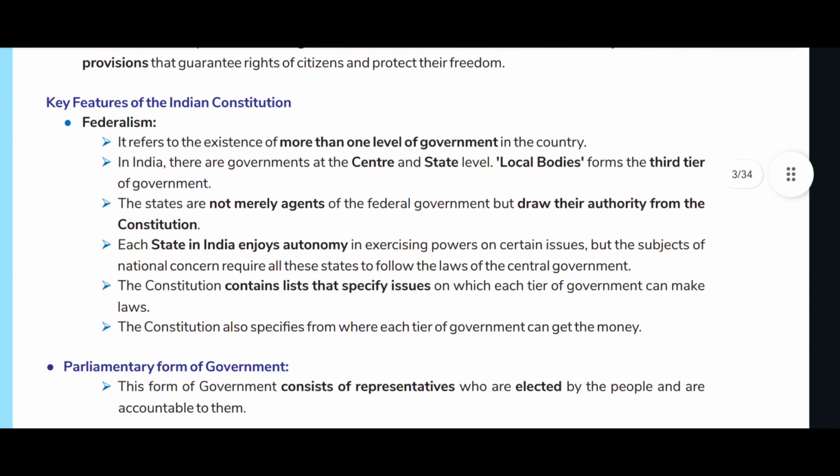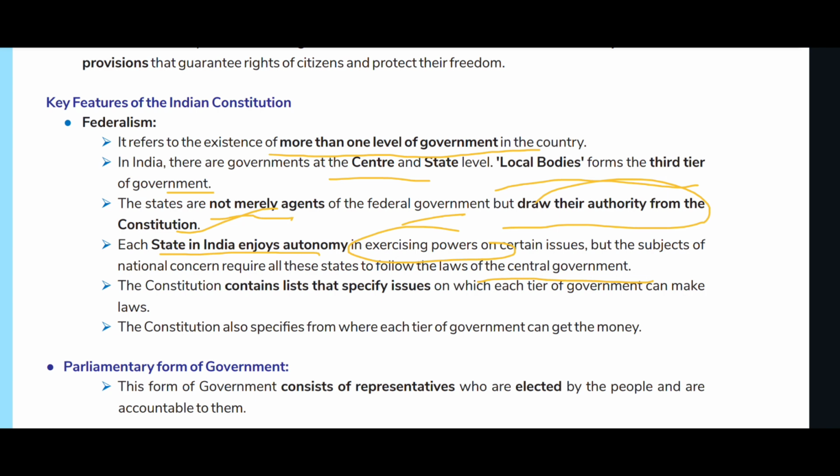Key features of the Indian Constitution. Federalism. It refers to the existence of more than one level of government in the country. In India, there are governments at the center and state level. Local bodies form the third tier of government. The states are not merely agents of the federal government but draw their authority from the constitution. Each state in India enjoys autonomy in exercising powers on certain issues, but the subjects of national concern require all the states to follow the laws of the central government.